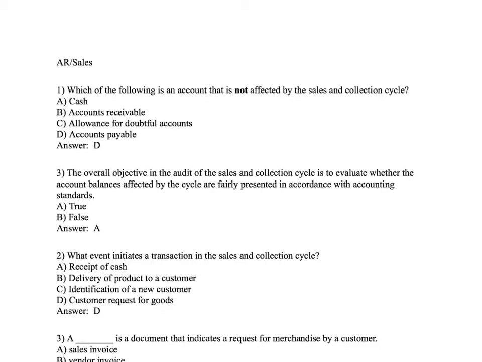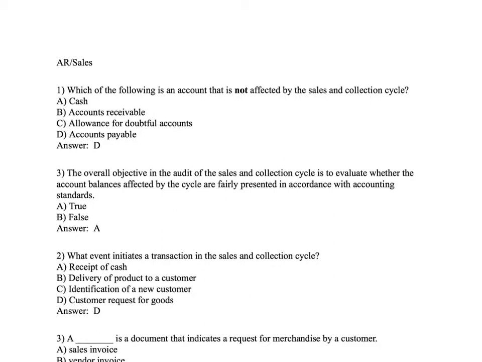Which of the following is an account that is not affected by the sales cycle? The sales and collections, accounts payable. That has nothing to do with sales or collections of AR. Number 3, the overall objective in the audit of the sales and collection cycle is to evaluate whether the account balances affected by the cycle are fairly presented in accordance with accounting standards. Yes, that's what we're after, to make sure that sales and collections are properly stated and accounted for properly.